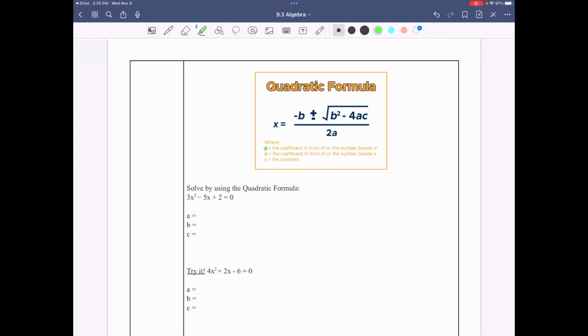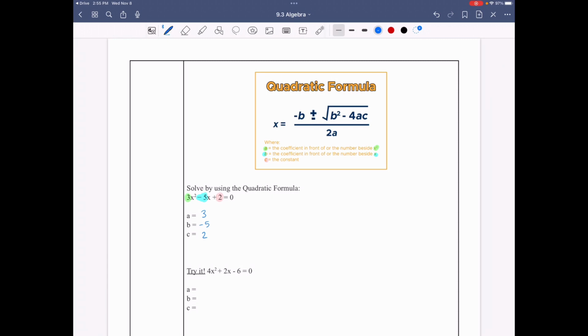So a is the coefficient of the number that is beside the x squared. B is the coefficient that's in front of the number, or the number next to x. And then c is just the constant term at the end. All right, so looking at this next problem, we have 3 is our a, negative 5 is our b, and 2 is our c. So we're going to write that. A is 3, b is negative 5, c is 2.